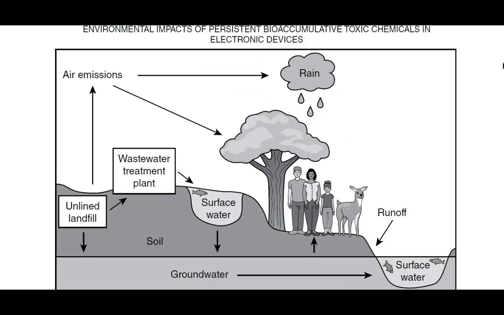Okay, so in this diagram, I see an unlined landfill. I see air emissions. I see a lot of arrows. So from the landfill, everything's spreading away to the air, to the soil, to the groundwater. Environmental impacts of persistent bioaccumulative toxin chemicals in electronic devices.